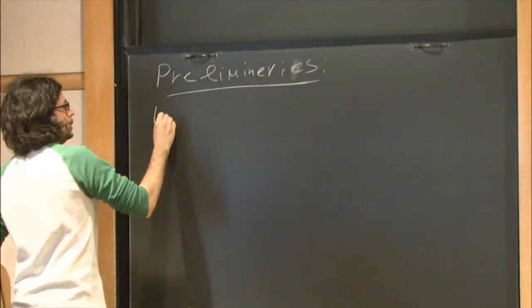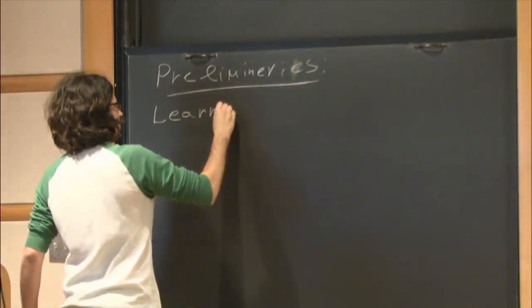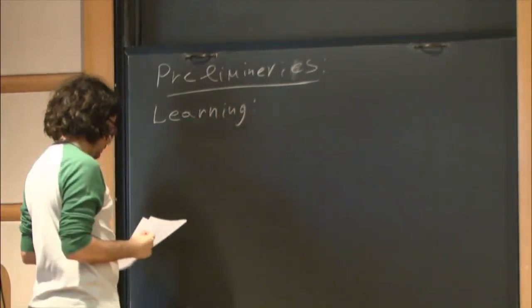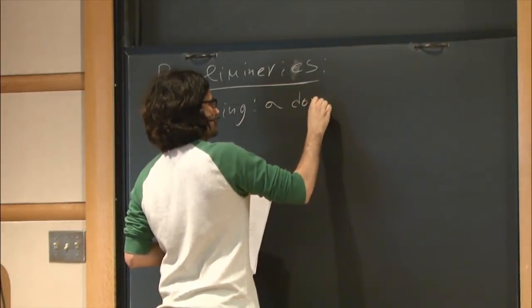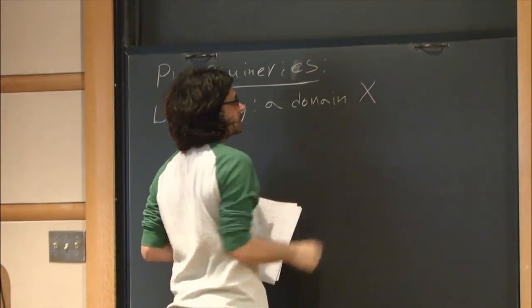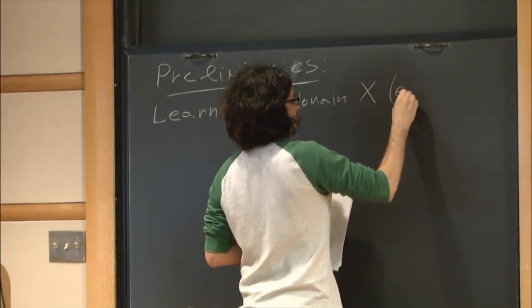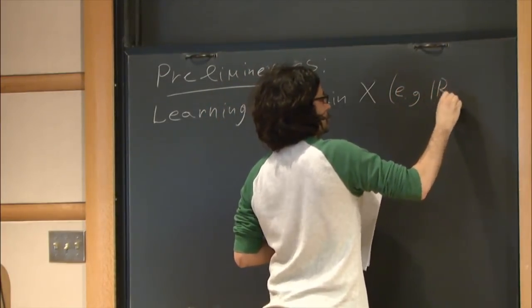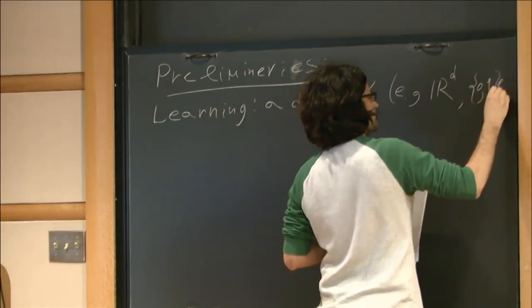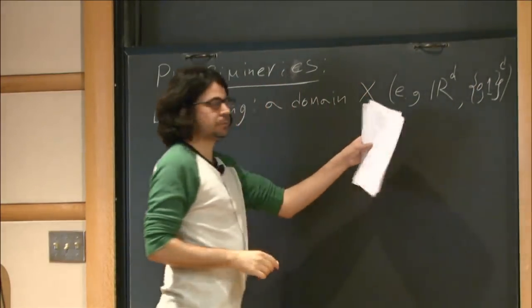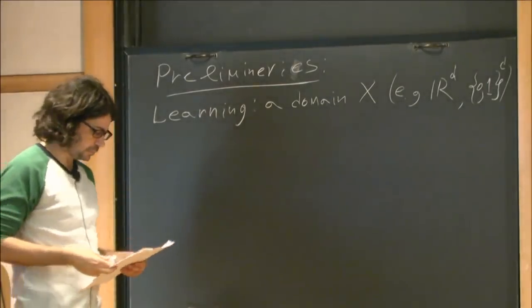So, learning. What do we have in learning? Usually we have a domain, which is X. This is usually Euclidean space or the Boolean cube. Mostly in our case, it will be Euclidean space.